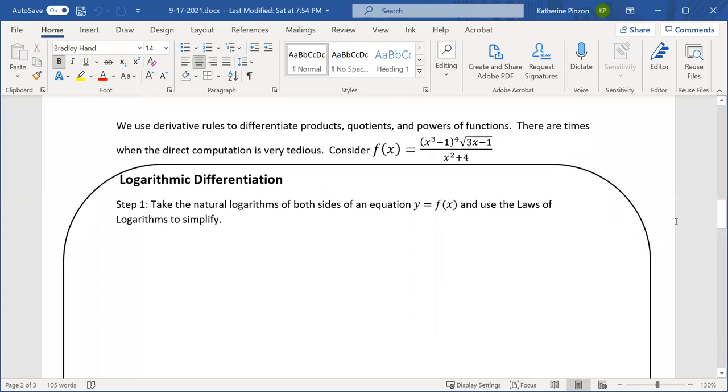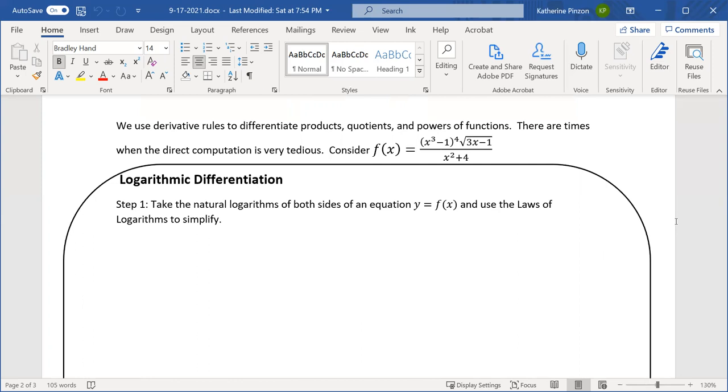Okay, so we could compute the derivative of this function, x cubed minus 1 to the 4th times the square root of 3x minus 1 over x squared plus 4, using all the rules we already know, right? We could use the quotient rule because it's divided, the product rule because there's a product in the numerator, and the chain rule, right? Every time we take the derivative of stuff to a power. And so we could, but it would be long, tedious, it would be really, really obnoxious.